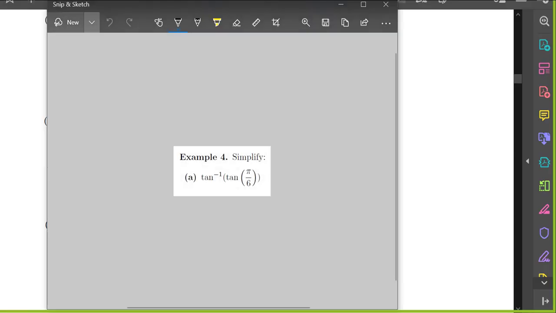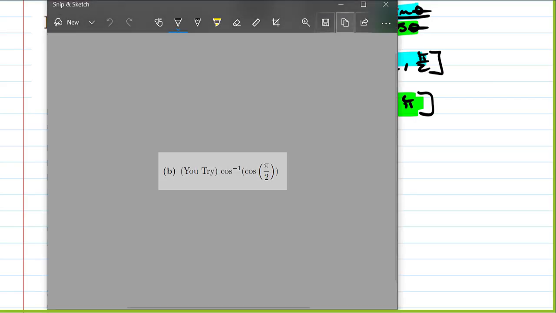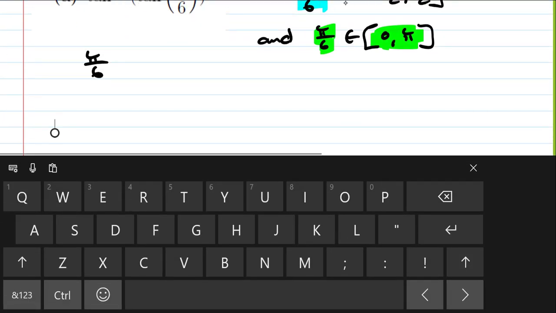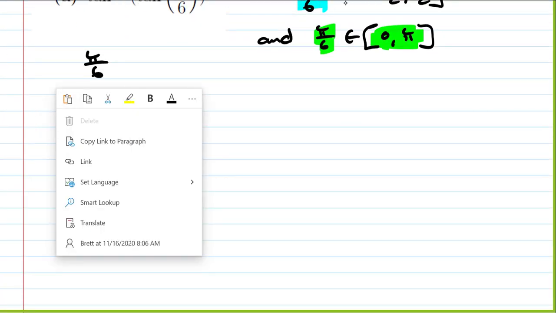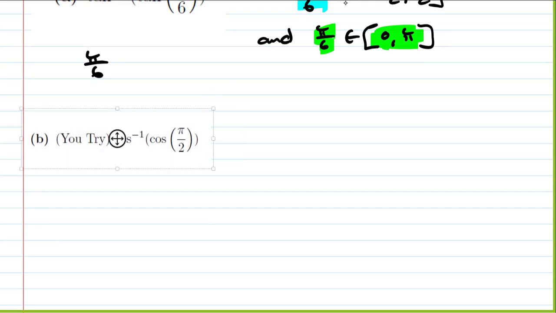All right. The next one is for you guys. Go ahead and try the arc cosine of the cosine of pi divided by 2.